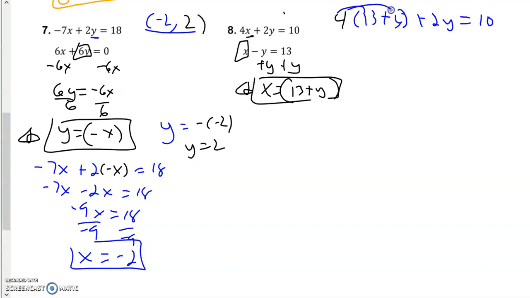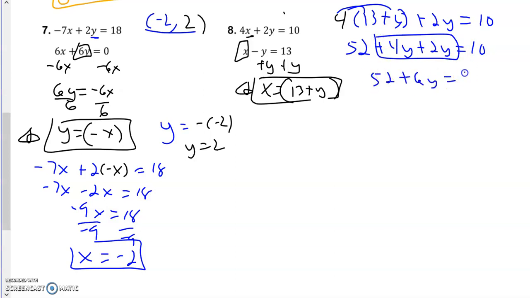I'm going to need to distribute, so that's going to get me 52 plus 3y plus 2y equals 10, combine like terms. And I am going to get, it's not 3y, it's 4y. Sorry. I am not thinking. So it is 52 plus 4y plus 2y equals 10. I'm going to correct that, and we get 52 plus 6y equals 10.